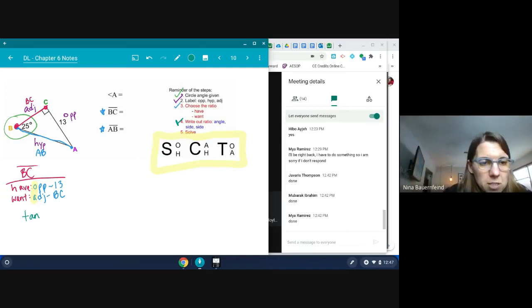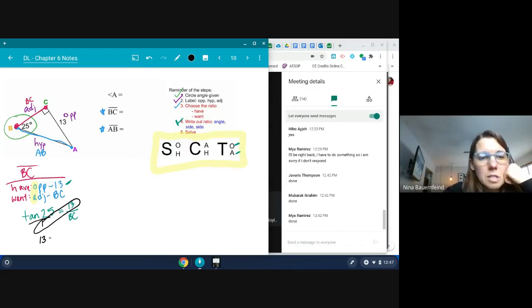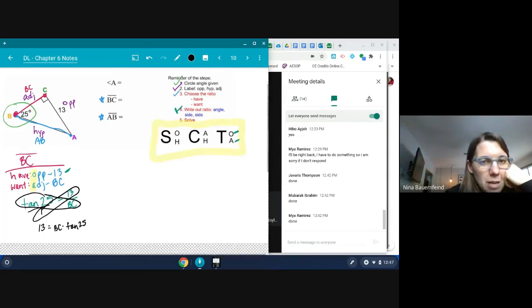Okay, so it's going to be tangent of the angle that we circled equals side over side. Since we use tangent, we put the O on top, so O is opposite and the A adjacent on bottom, BC. And then we need to solve. So I'm going to walk you guys through this. We cross multiply, and we get 13. And then we cross multiply here, and we get BC times tangent 25. Who can tell me what we do next?